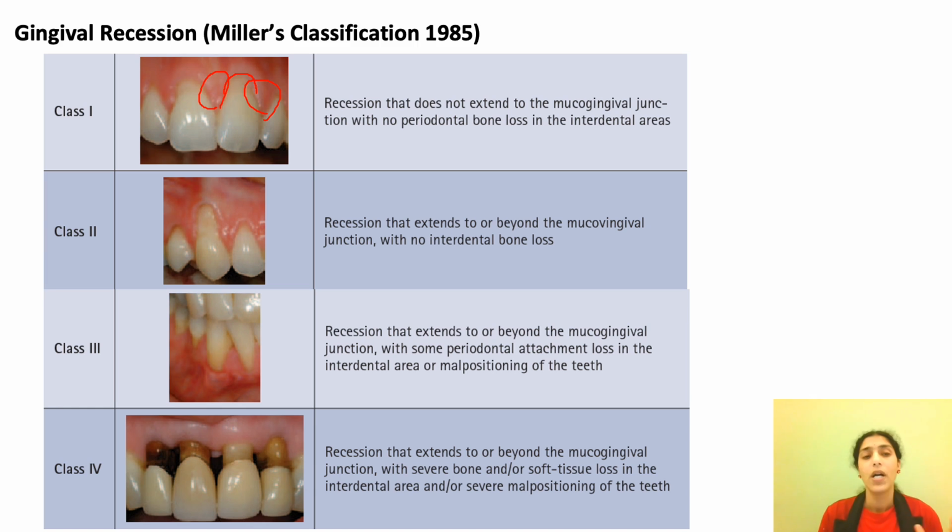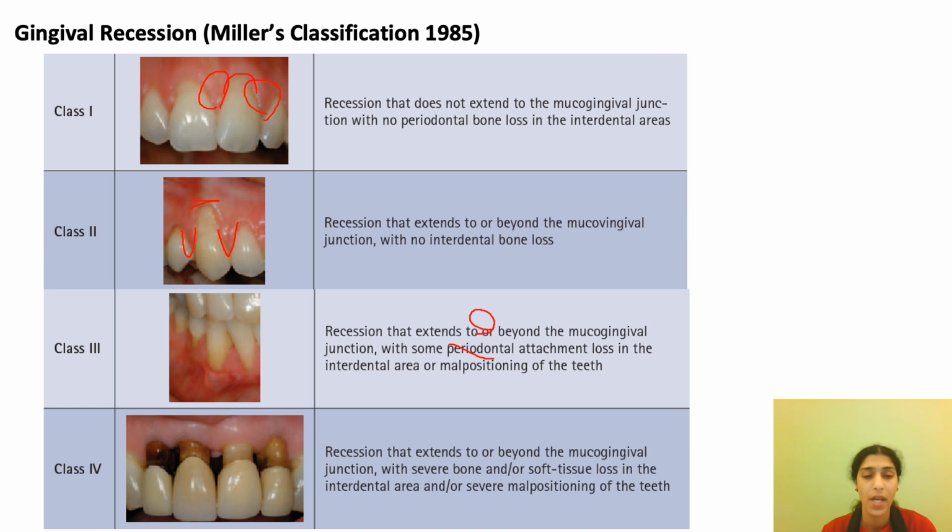This is class 1. Class 2 recession means it extends up to the mucogingival junction, to or even slightly beyond it, but still the papilla is intact. That means the interdental bone is also intact. There is no loss of papilla or interdental bone. Class 3 gingival recession means recession extends to or beyond the mucogingival junction like this. It's the same as class 2. However, it could be associated with some amount of tissue loss or bone loss, or sometimes malposition or labial position of the tooth. A little labial position of the tooth could be expected.